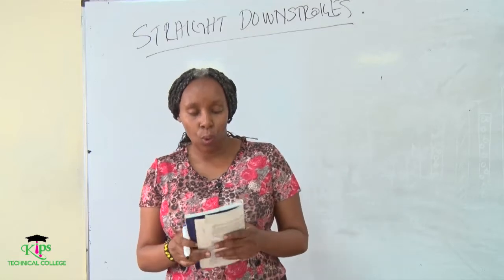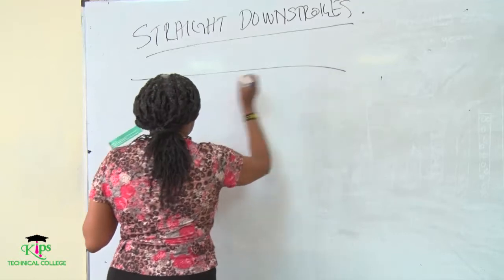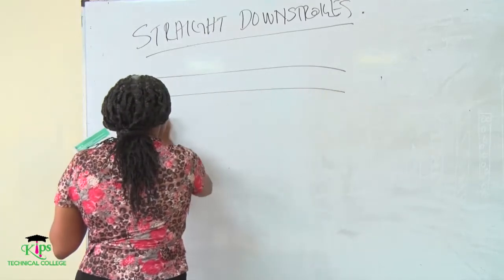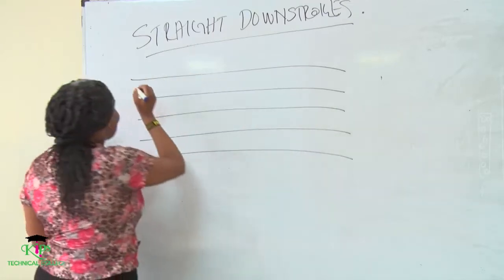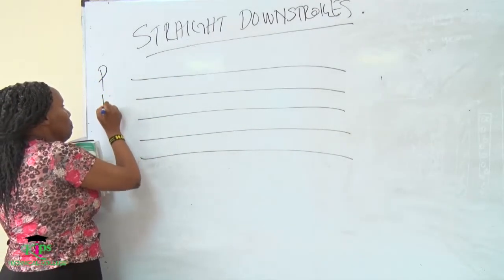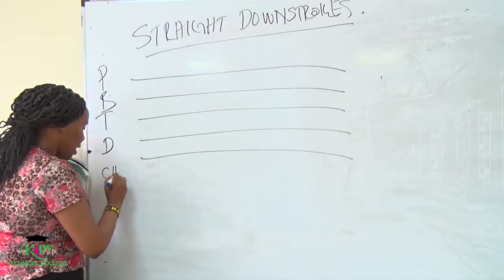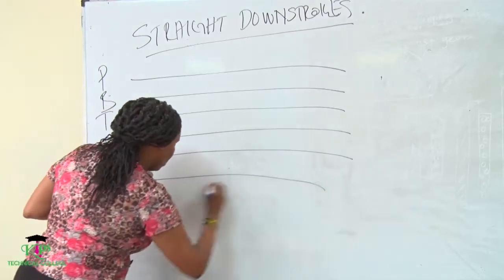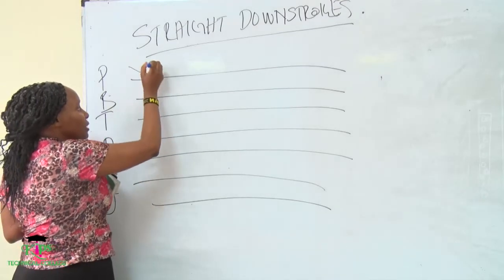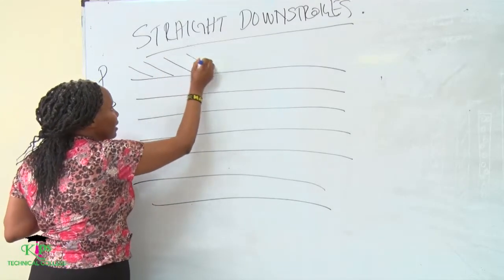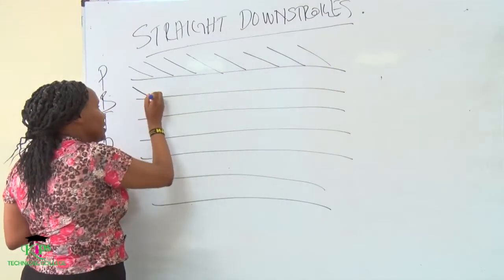Okay, so we were able to identify the first 6 consonants in shorthand, and we said the first 6 consonants are P, B, T, D, CH, and J. So those are the first 6 consonants. P is written lightly, P, P, P. B is heavy.